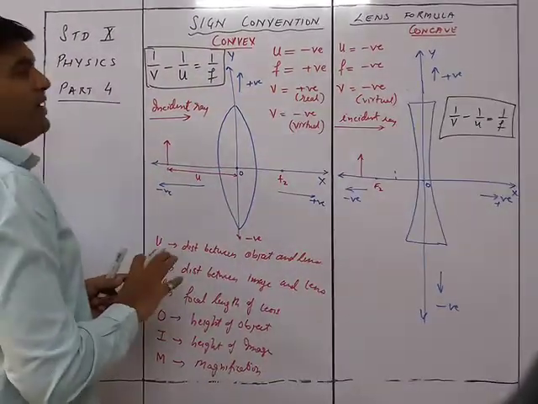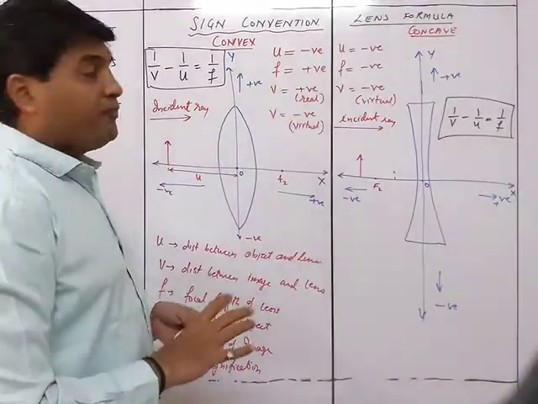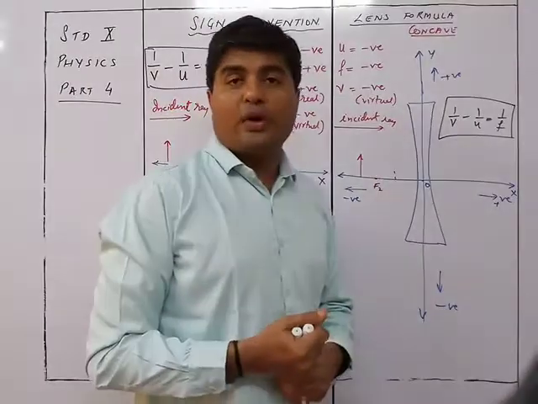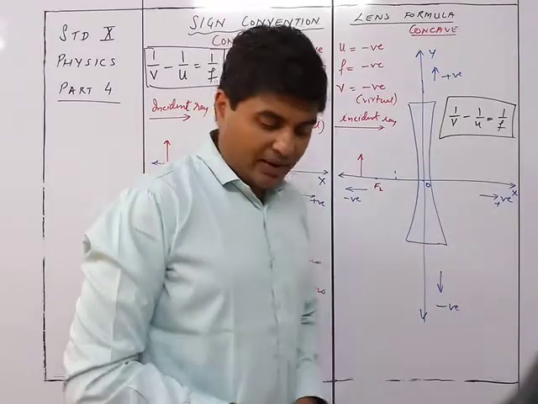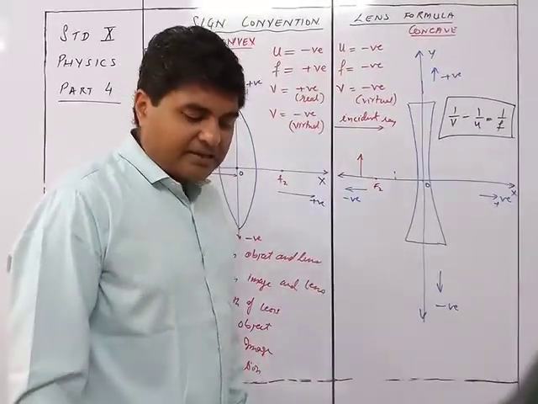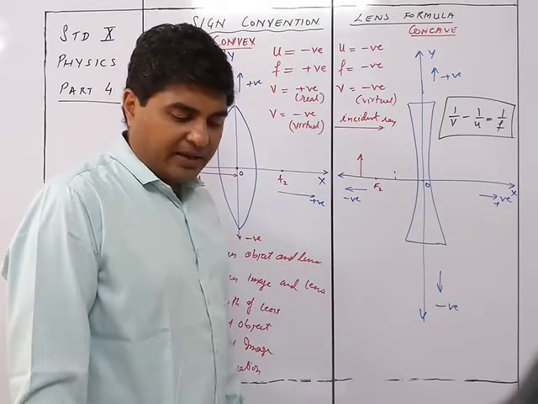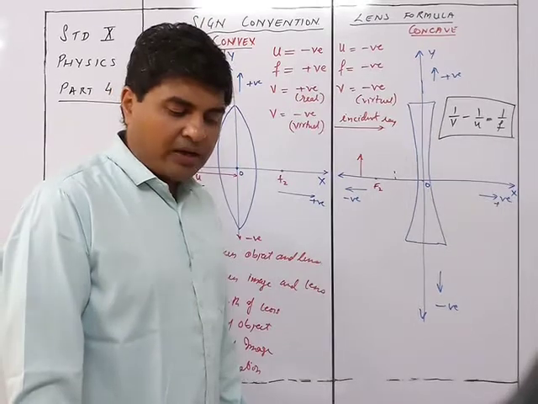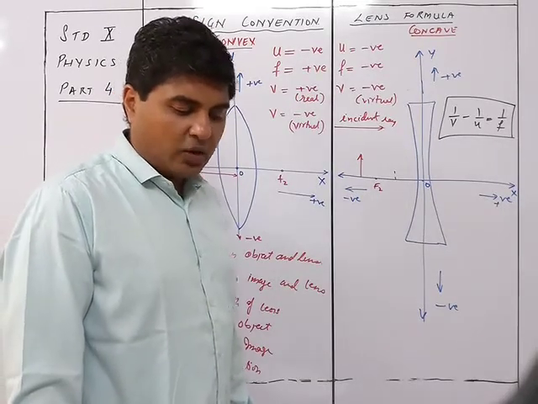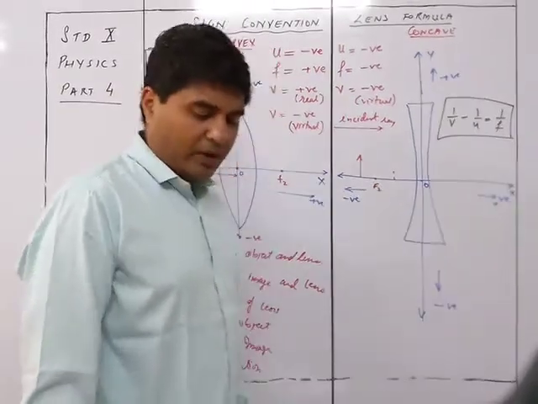But when you are taking these values over here, you are going to use the sign convention before you apply the values of U and V in the formula. So, that's why it gives you the equation. So, the equation relating the distance of object U, distance of image V and the focal length F of the lens is called the lens formula. It is the same for both the convex and concave lenses and is given by 1 upon V minus 1 upon U is equal to 1 upon F.